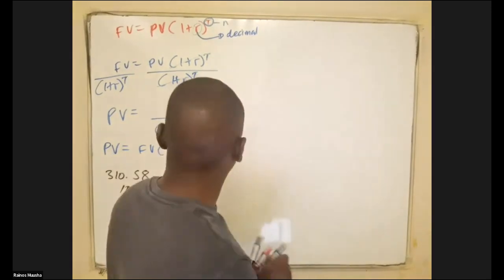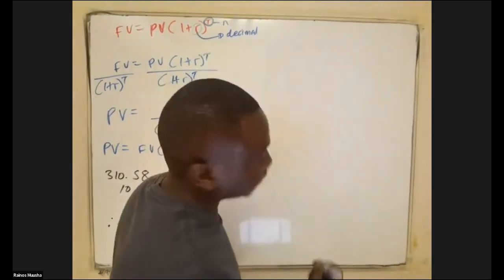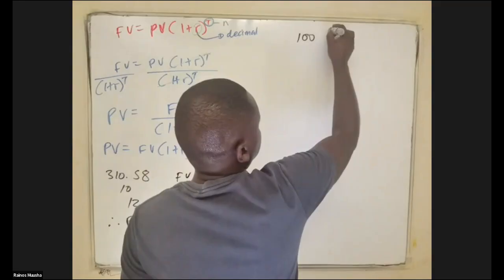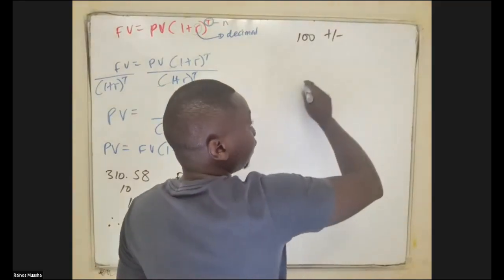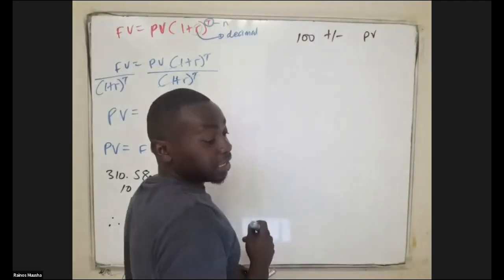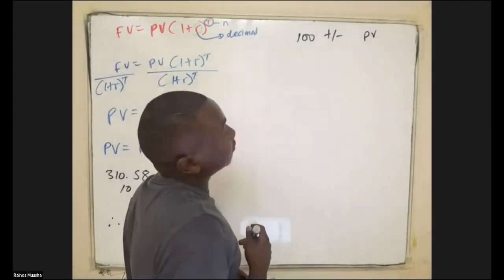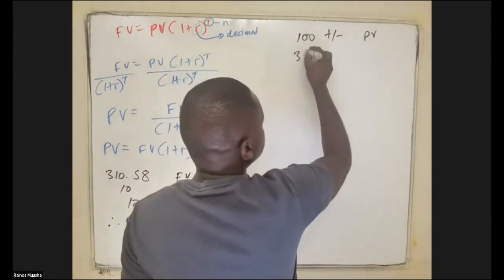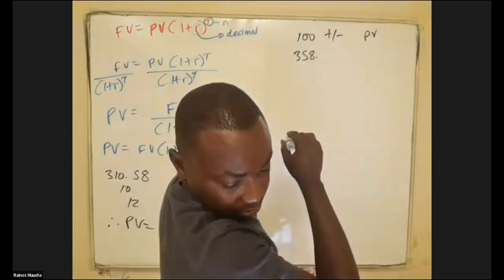So which means in this case, you're going to say 100 plus or minus, then you indicate that is your present value, because you're indicating that the present value is the amount that you're putting in as a negative amount. Then you say 310.58.